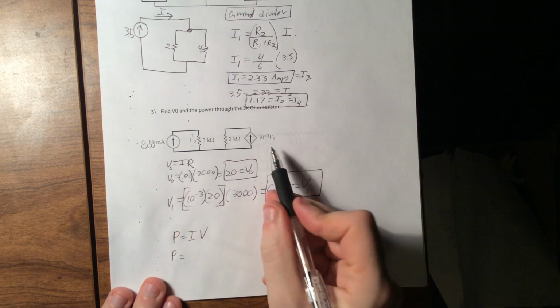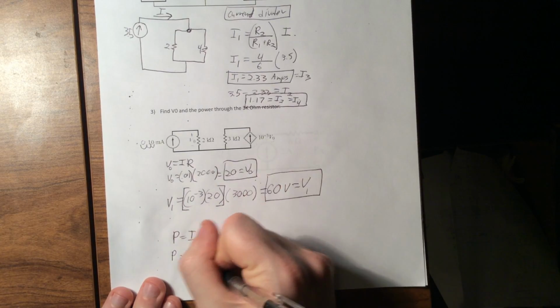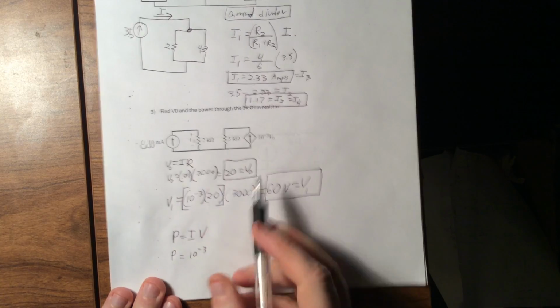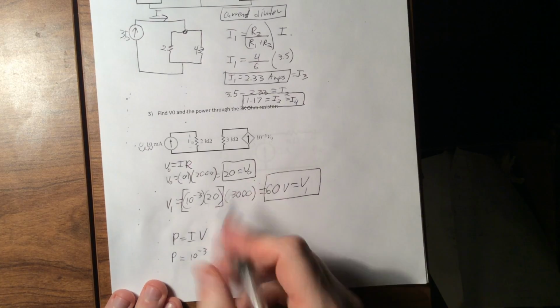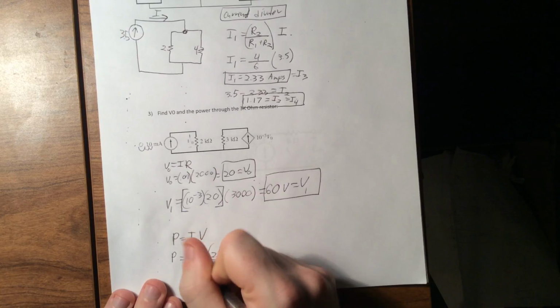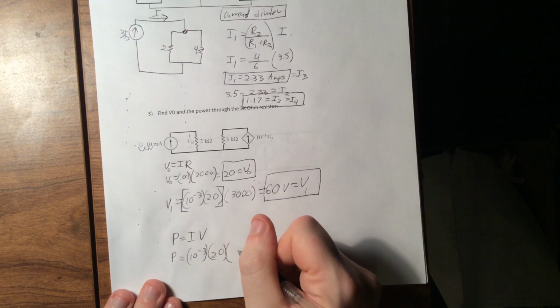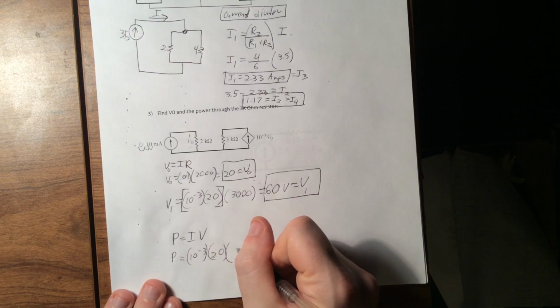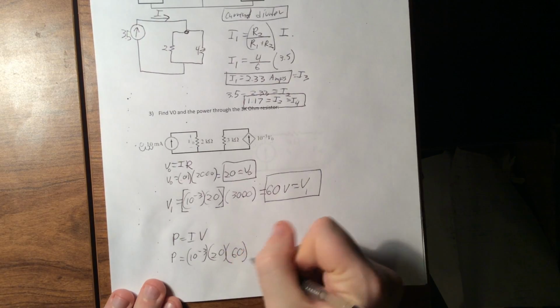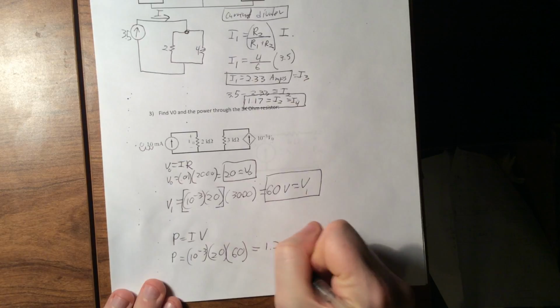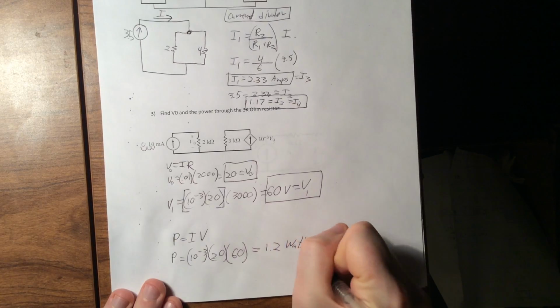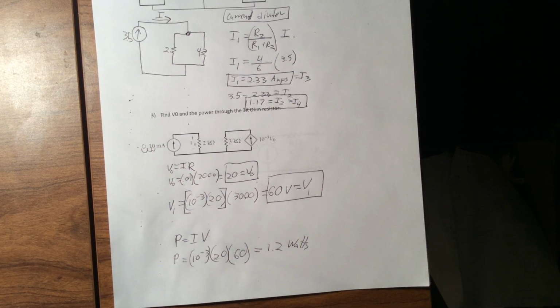We're going to solve that one. Power equals our current source, which is 10 to the minus 3 V0. And V0, again, we found to be 20. 10 to the minus 3 times 20. And then we need our voltage in here too, times 60. And that's going to equal 1.2 watts. That one wasn't too bad. I like that one.